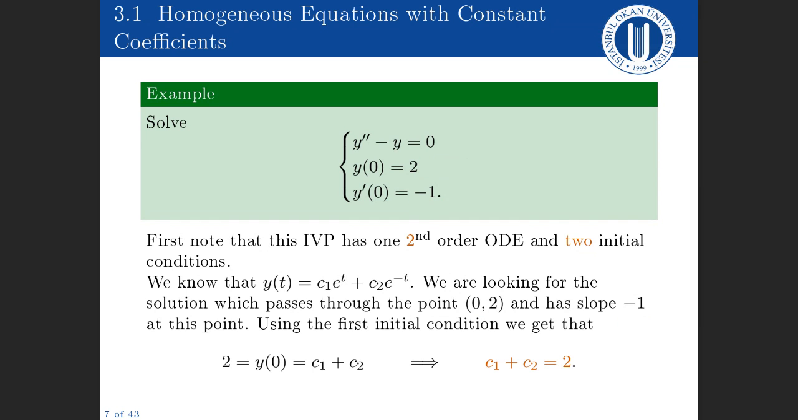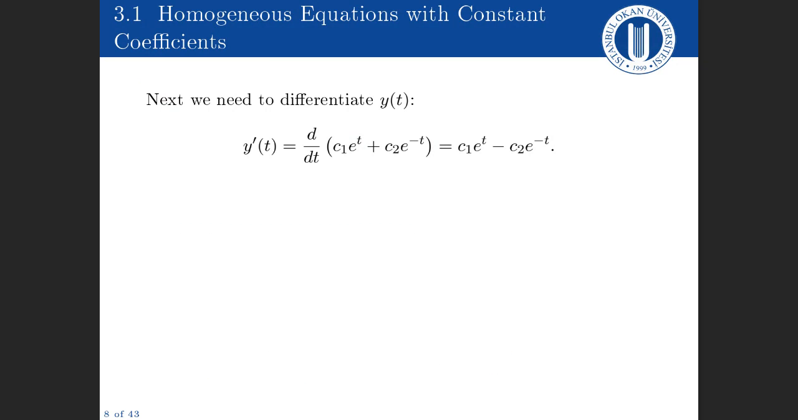Using the first initial condition, that's using y of 0 is equal to 2, we can take our solution. We can replace t by 0, and we end up with 2 is c1 plus c2. Next, we need to use the second initial condition. But before we can do that, we need to differentiate our solution. So we differentiate our y to get c1 e to the power t minus c2 e to the power minus t. And then we replace t by 0 to find that minus 1 must be c1 minus c2.